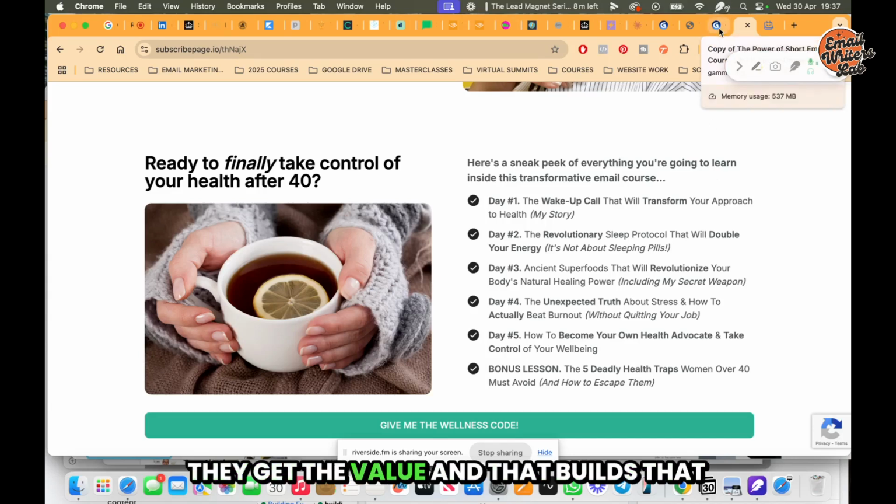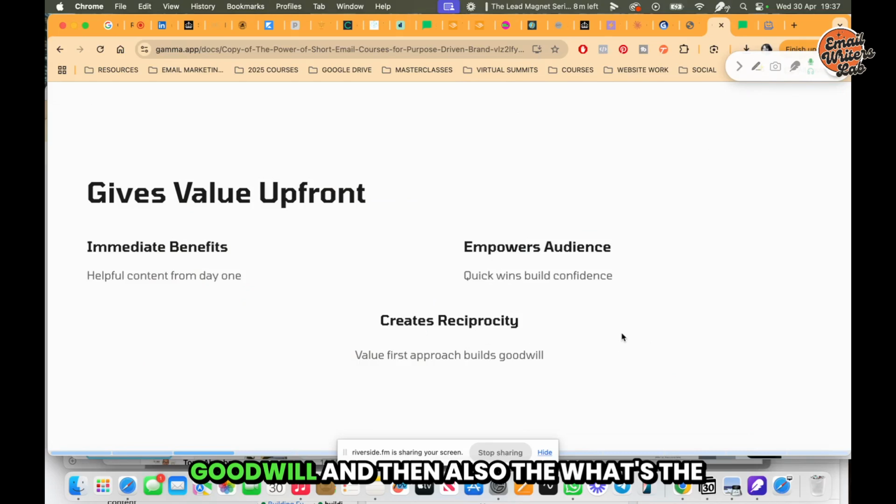They get the value, and that builds that goodwill. And then also they become indoctrinated. When I say indoctrinate, I know it sounds like a very strange word, but basically you are trying to say, this is who I am, this is how I do what I do, this is how I think. So you have a very short period of time for somebody to actually get to know you, like you, and trust you with this email course.